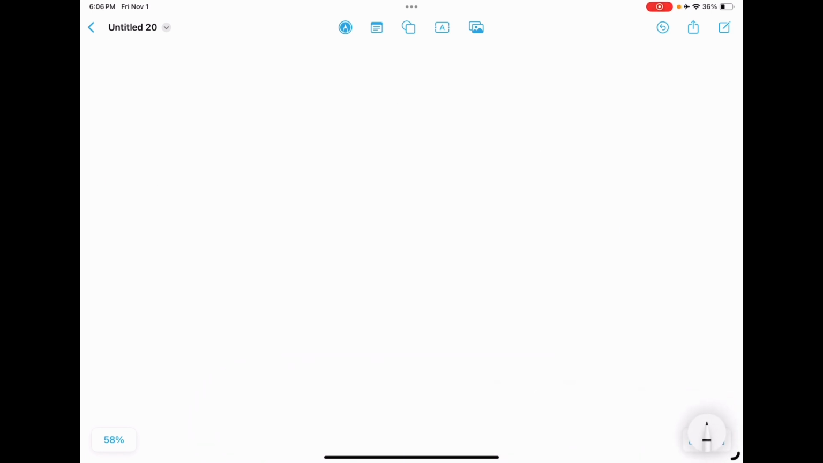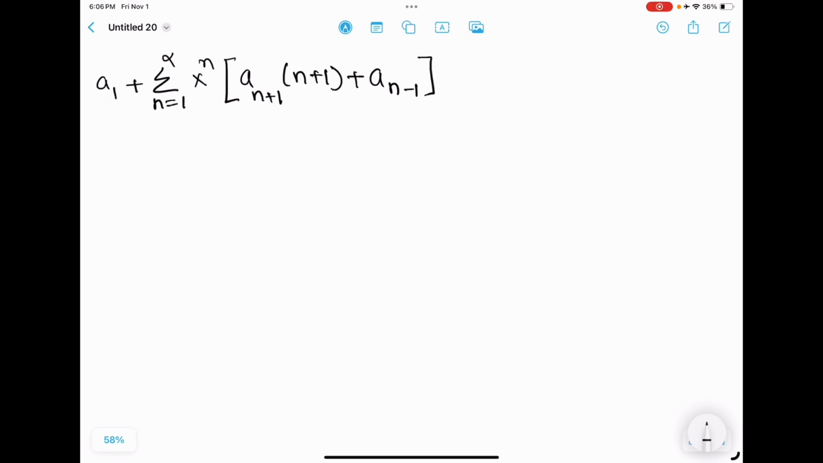So I have a sub 1 plus summation n equal to 1 to infinity x to the power n, and just rewriting the leftover terms. So I have a sub n plus 1 times n plus 1 plus a sub n minus 1 bracket, and then whatever we have gotten for our right-hand side. 4 minus 1 by 6 factorial x to the power 6, and so on and so on.